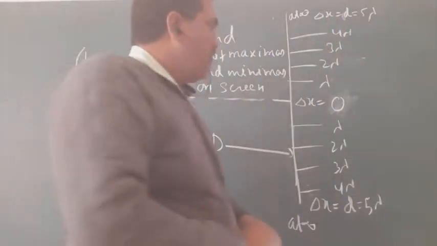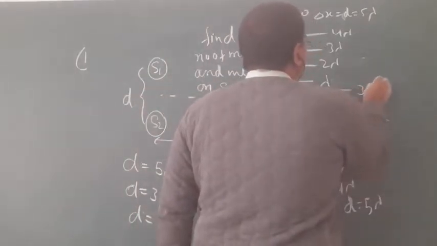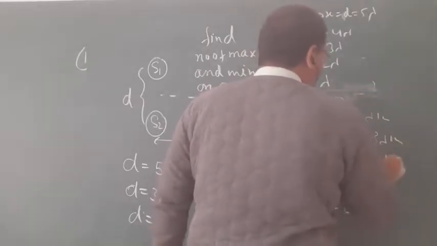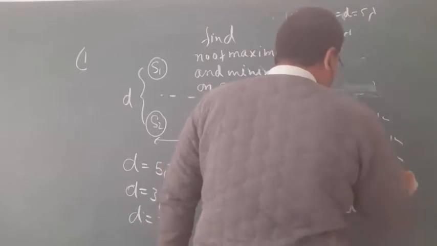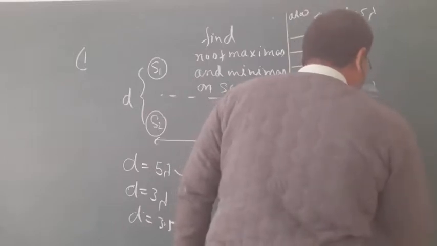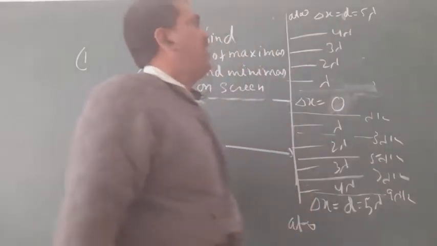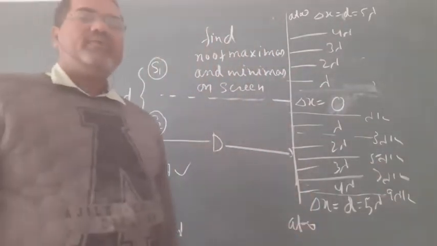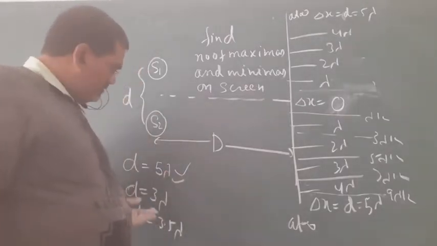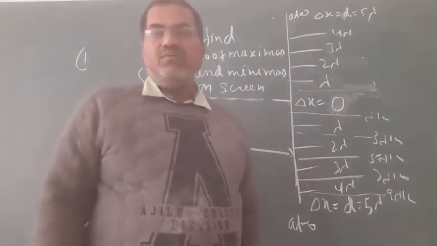For minima, you can put them between 0 and lambda: lambda by 2, 3 lambda by 2, 5 lambda by 2, 7 lambda by 2, 9 lambda by 2 on both sides. So 1, 2, 3, 4, 5, so 10 minima are obtained and 11 maxima are obtained for this particular question. You can try further questions like d equals 3 lambda and 3.5 lambda. So today's class is over, and thank you very much.